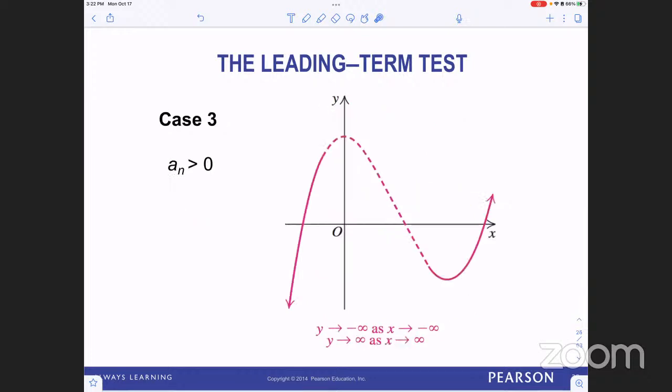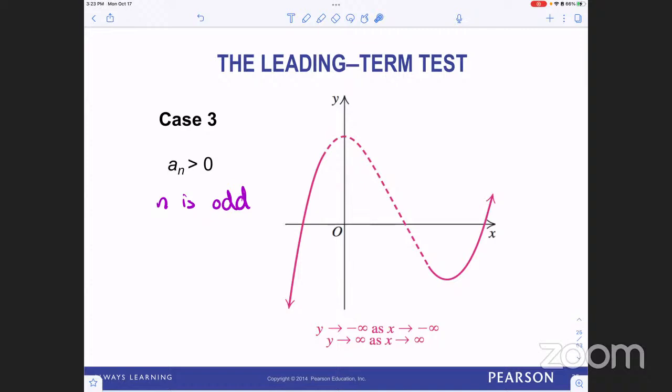Case 3. In this one, our n is going to be odd. Because the leading coefficient is positive, our graph is going to go up to the right. But because the degree of the polynomial is odd, the other side does the opposite. Up to the right, down to the left.